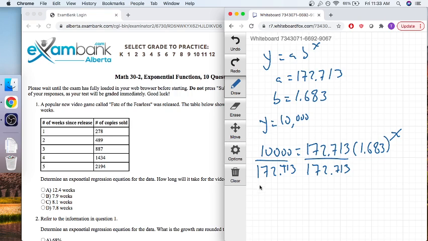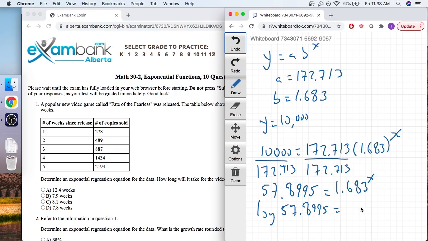Okay, this is going to be 57.8995, just so that we don't have to do all the rounding. And then we're left with 1.683 to the x. Let's take the log of this to solve. So log of 57.8995 equals x log 1.683, and we divide by log 1.683.